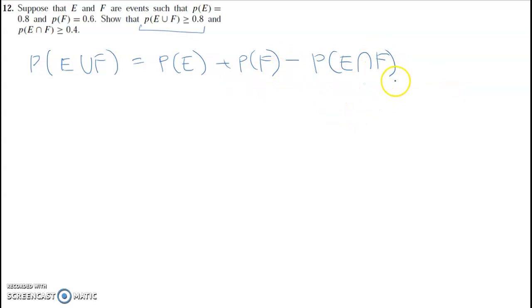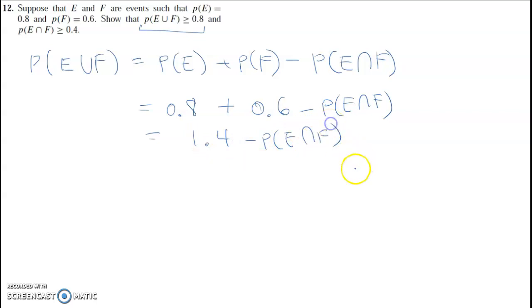And I think we've been talking about this. We've definitely seen this during the first 2 chapters when we were talking about the truth tables. The proof of this can probably be most easily explained using a Venn diagram. Okay, so let's plug in what we are given. Probability of E is 0.8, and probability of F is 0.6, so this would be 1.4 minus P of E and F.